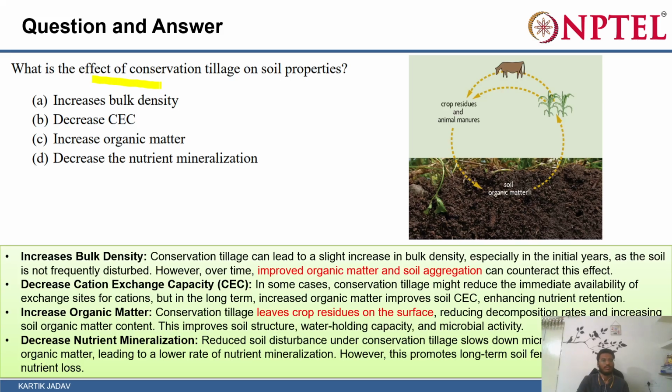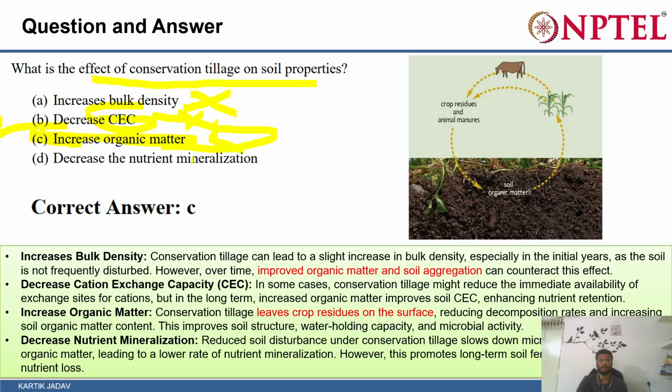What is the effect of conservation tillage on soil properties? So we know that conservation tillage generally helps us to increase bulk density, it decreases the cation exchange. So no, it is increasing cation exchange capacity. It is unfortunately correct. It increases organic matter. Yeah, this is the correct. And as a result, there is improvement in cation exchange capacity, and that helps us to improve nutrient availability. Correct answer is option C.